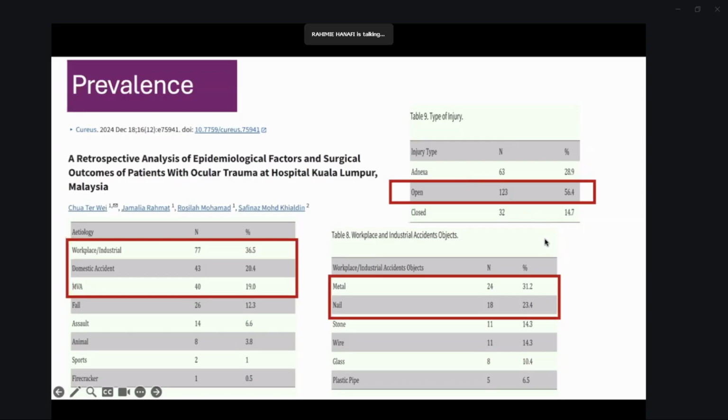And if we try to see what the accident objects are, we can see that the things causing the ocular injury are either metal or nails. This is the main cause of ocular injury. But of course, all of this is ocular trauma that was actually referred to Hospital Kuala Lumpur. Maybe the mild ones are not there.